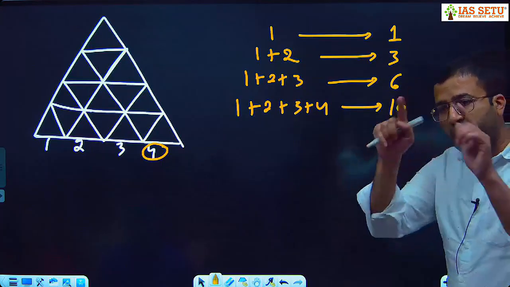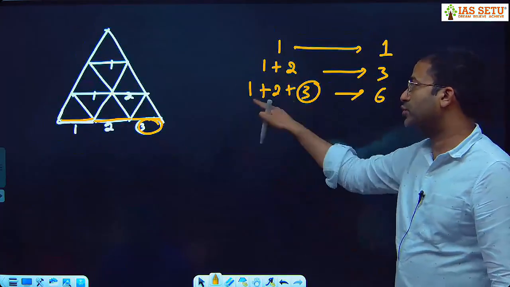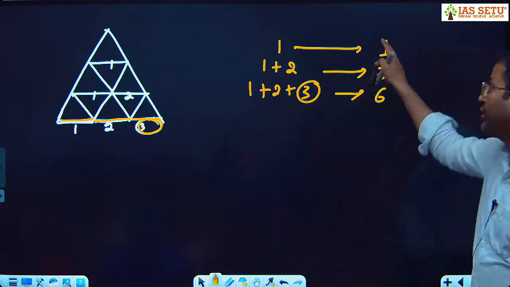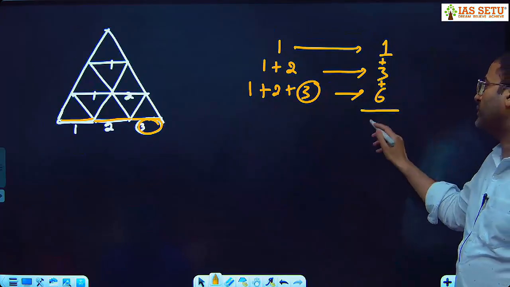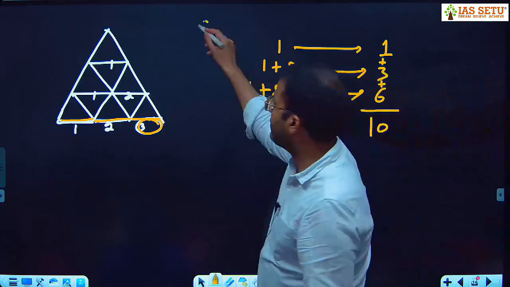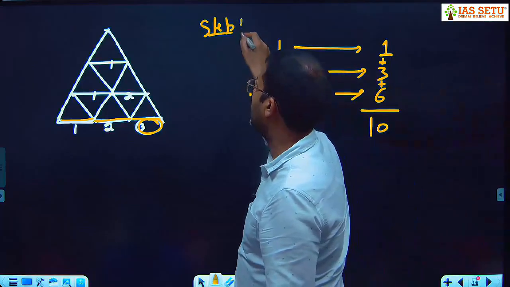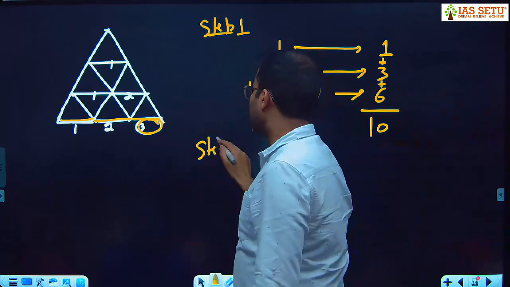So I repeat, we have to make a pyramid. Since it is 3, 1, 1 plus 2, 1 plus 2 plus 3, so it is 1, 3, 6. You add: 1 plus 3 is 4, 4 plus 6 is 10. But this 10 is not your answer, this is only step number 1, like a pyramid. Step number 2.